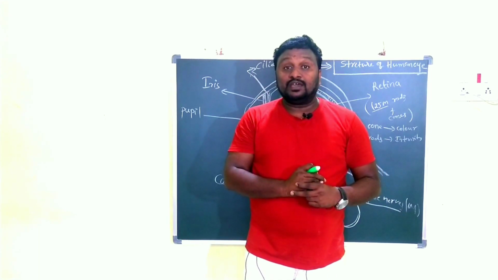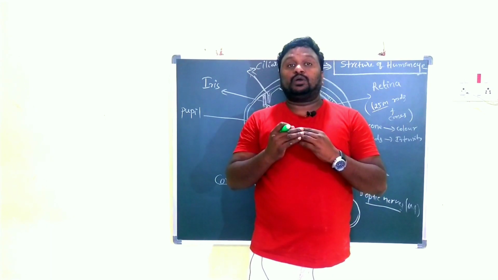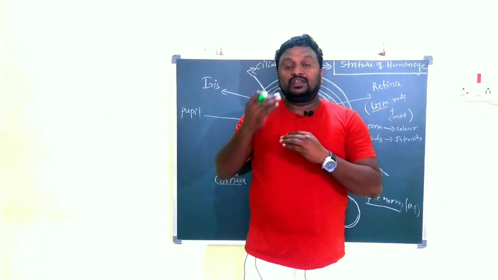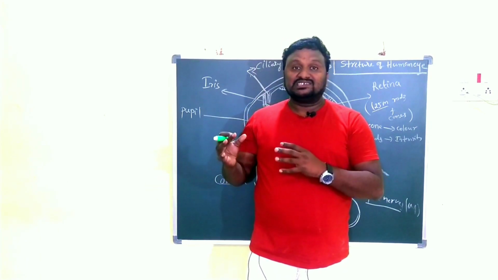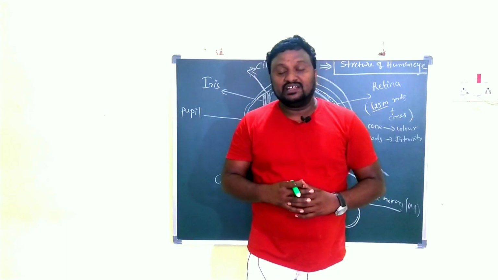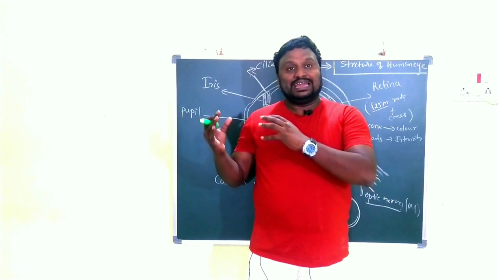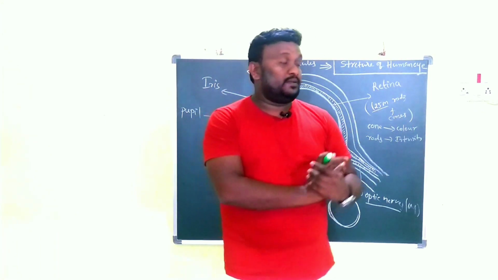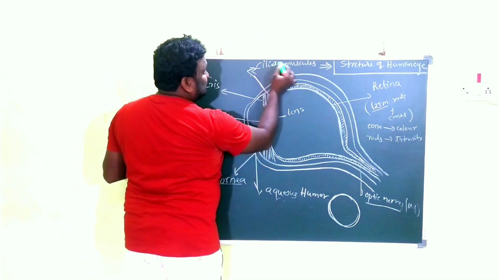The camera shutter, if completely open, allows more light. If you close some part, it allows less light. So the iris acts as the shutter. That means the amount of light entering the eye is controlled by the iris. Clear? And after that, we have the ciliary muscles.